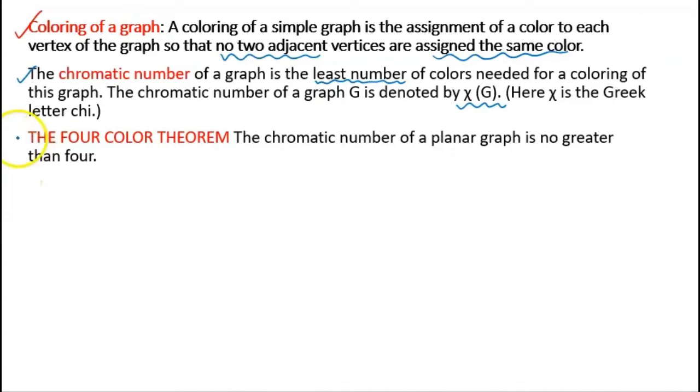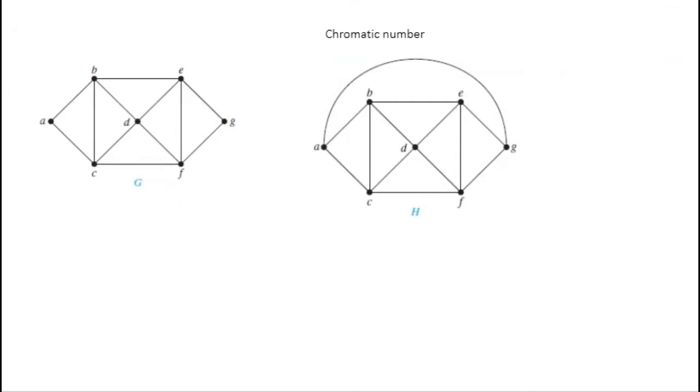And there is a very popular and famous theorem that is known as the 4-color theorem, that the chromatic number of a planar graph is no greater than 4. It means that if we have a planar graph, we can color it with at most 4 colors, right? So the planar graph can't have chromatic number more than 4. Yes, I hope that the 4-color theorem is clear to you. Now let us take some examples. So suppose we have to color this graph, means we have to assign colors to the different vertices.